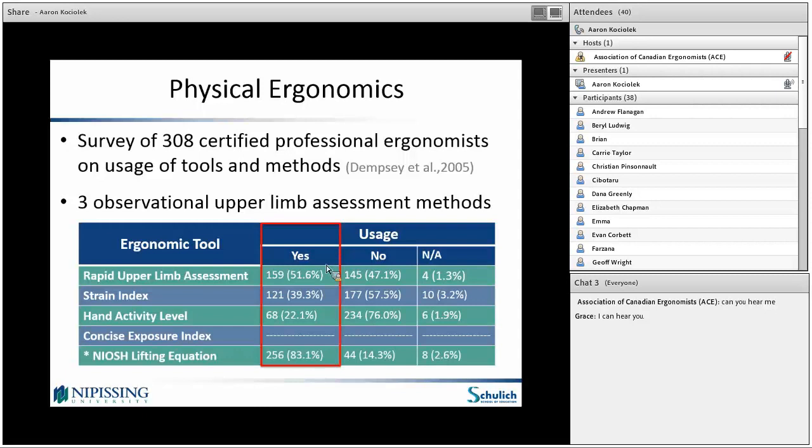And maybe just to compare and contrast that with probably our most widely known method for assessing injury risk, the NIOSH lifting equation, 83% of ergonomists identified having used that tool before. So slightly lower percentages for upper limb tools, but that's not surprising. Upper limb musculoskeletal disorders are not quite as prevalent as disorders of the low back, although we know that they can be more expensive to repair and rehabilitate. And the reason that most ergonomists identified using these methods was primarily due to ease of use, but also suitability of the method. So it's good that ergonomists think that they're using the right method for the job.